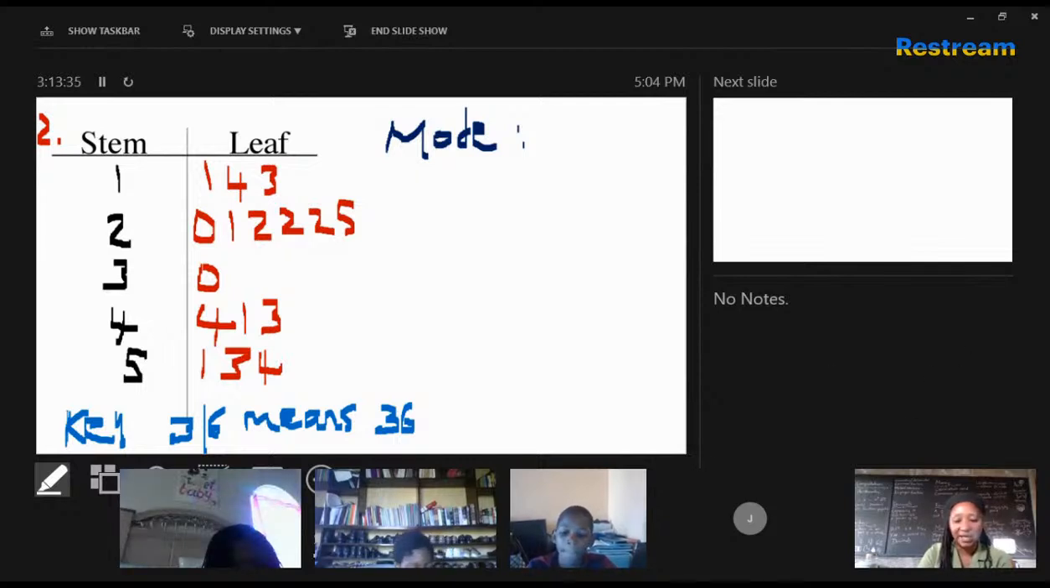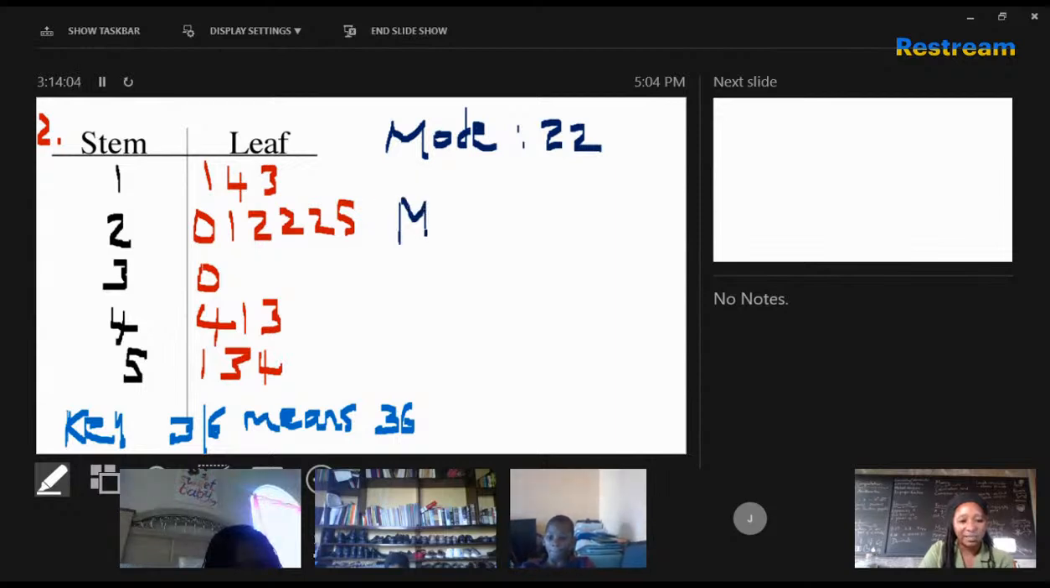So I'm seeing Nia. Nia is saying 22, and that is correct. If we look at the leaf, we see a repetition of the 2, 2, 2, 2. But remember, this doesn't represent 2. We have to add the digit to it. So each of these represents 22, which is the mode because it's the most frequent. All the other numbers, we only have one of them. So 22 is the mode.